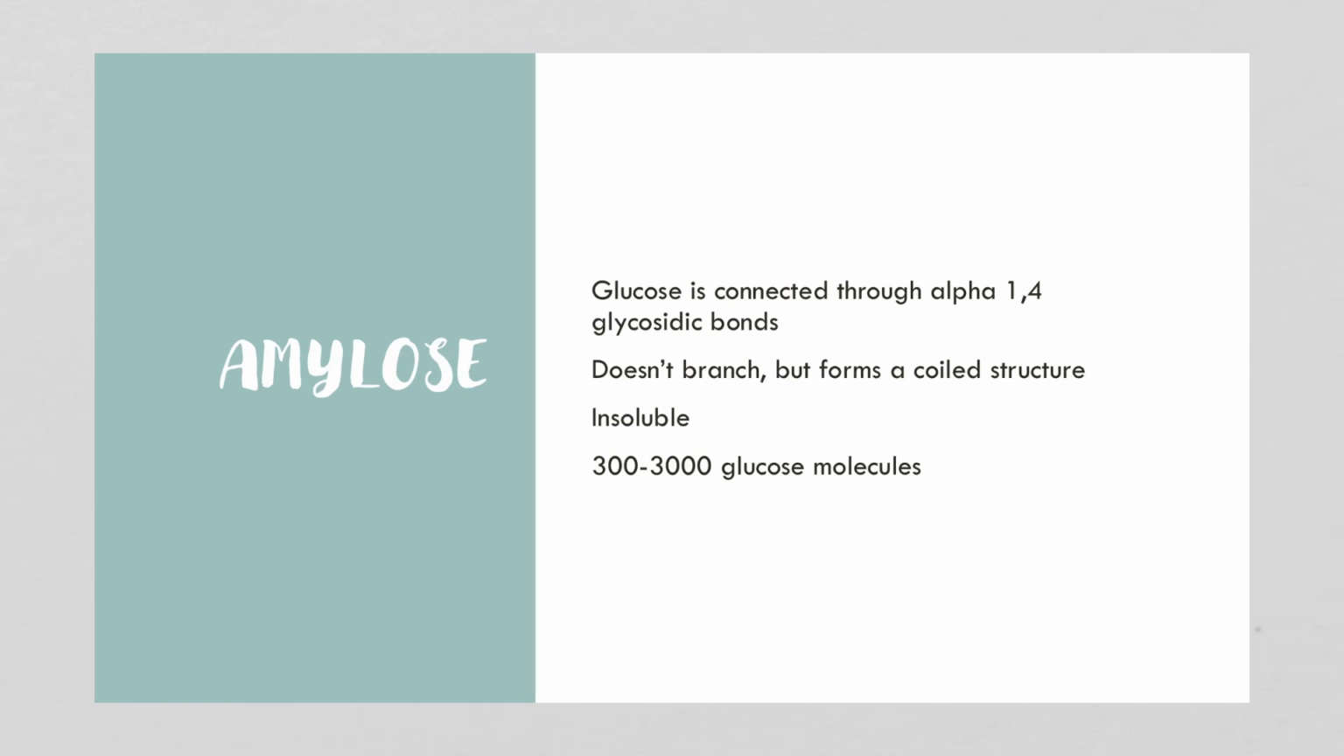So in amylose, glucose is connected through alpha-1,4 glycosidic linkages or bonds. It doesn't branch, but it does form a coiled structure. It is insoluble, and it's approximately 300 to 3,000 glucose molecules long.